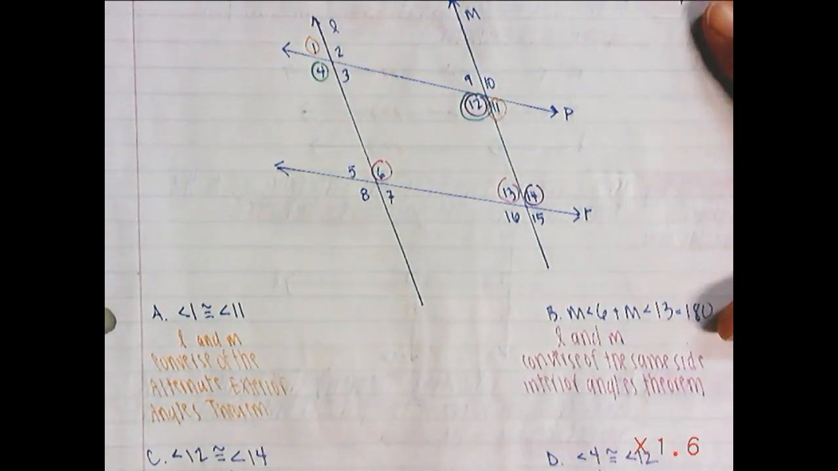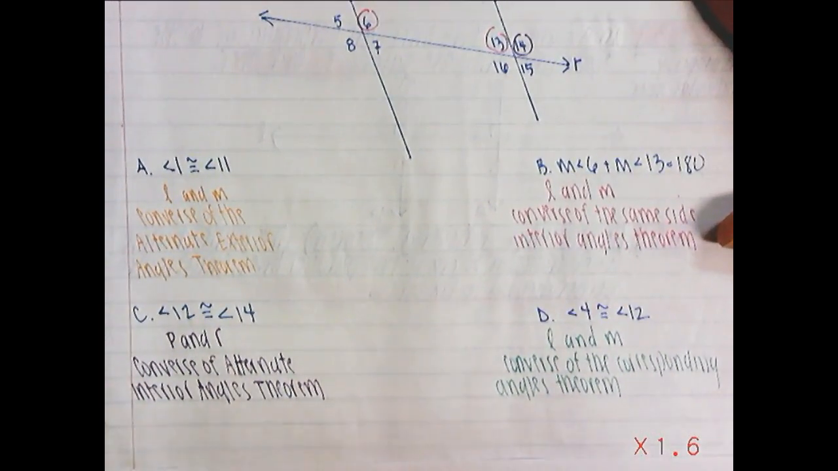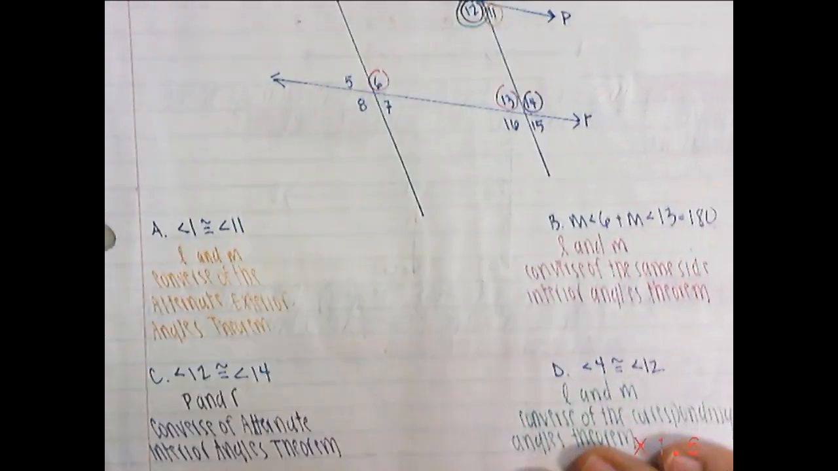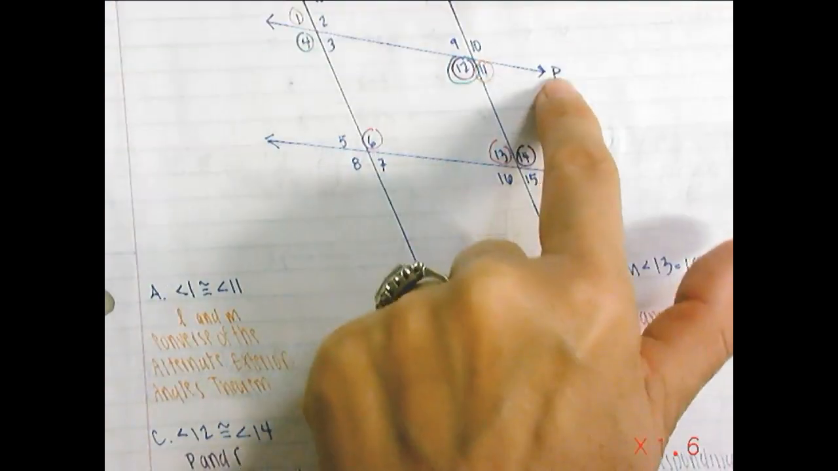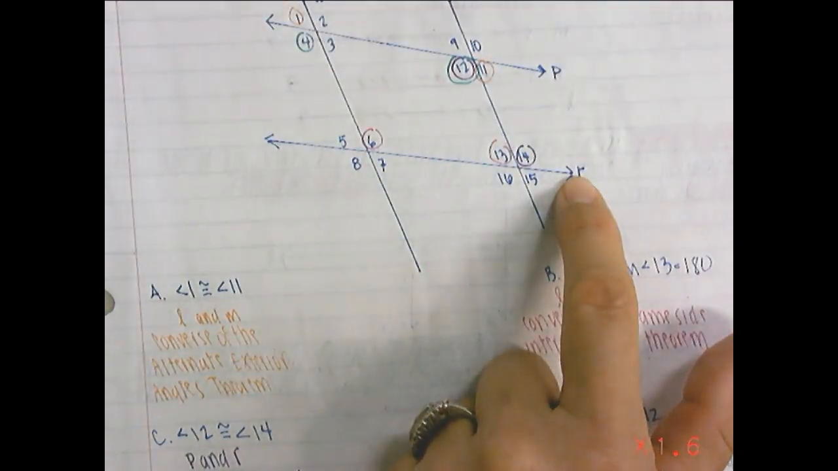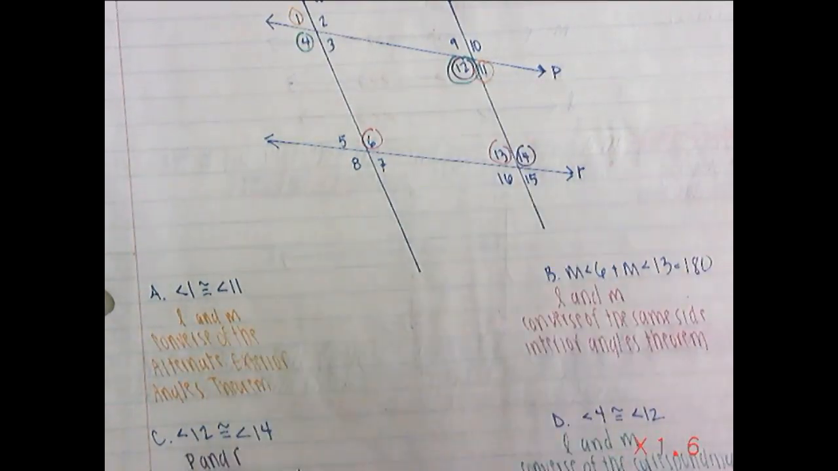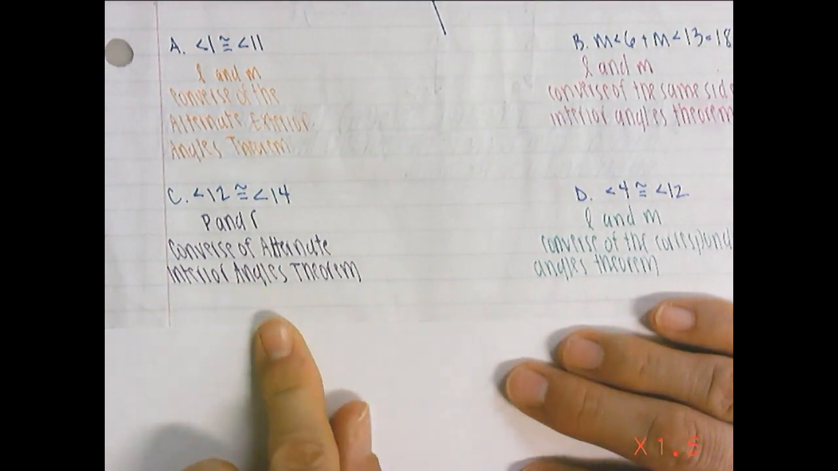And then if we look down, angle 12 is congruent to angle 14. Angle 12 is right here, and angle 14 is right here. That would make lines P and R parallel based on the converse of alternate interior angles.